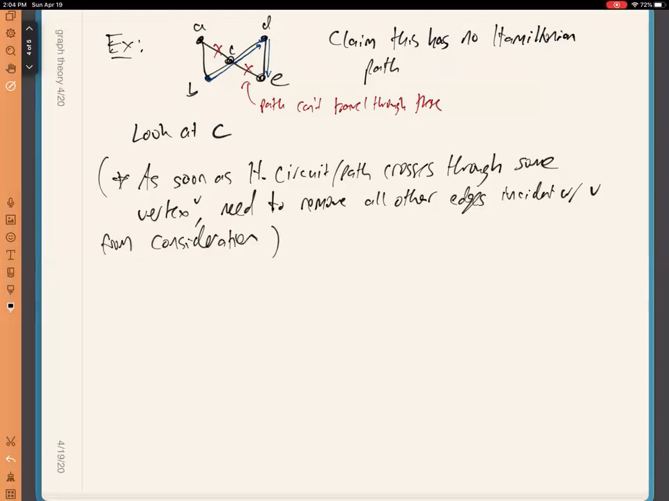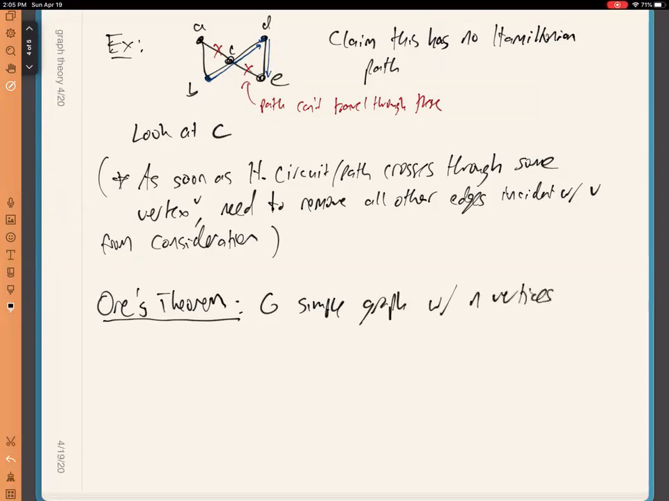There are more complicated theorems which allow you to check in general if a graph is Hamiltonian. One example is something called Ore's Theorem, or maybe it's Orea, I'm not sure, which is the following. If you have a simple graph with n vertices, let's suppose n is bigger than or equal to 3. Well, this gives us a criterion for when the graph will have a Hamiltonian circuit.